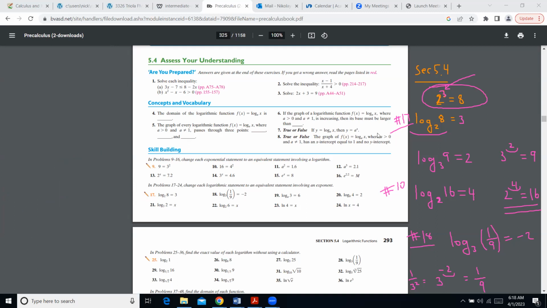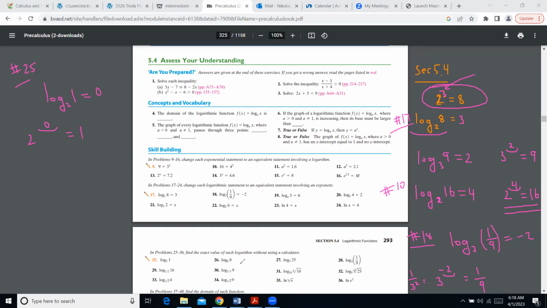Another recommended exercise here. Problem number 25 says, how about logarithm base 2 of 1? So I need to think of the power. I have to raise 2 to produce 1. So what power of 2 gives me 1? What do you think? Isn't that 0? Right? 0 power of 2 is 1, so the logarithm is 0, because again, the logarithm is power.